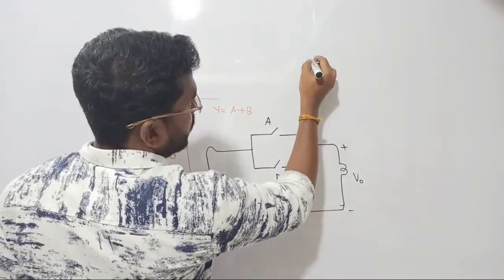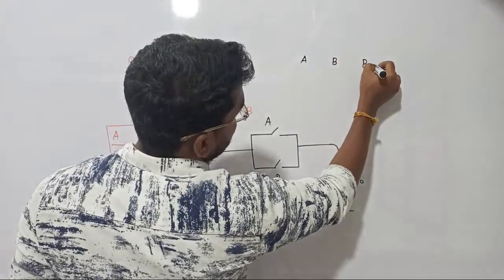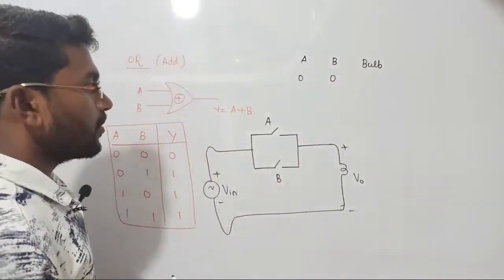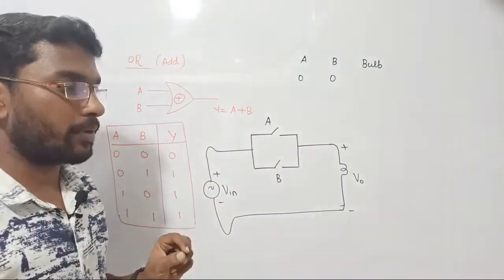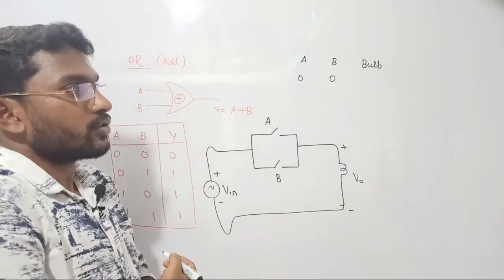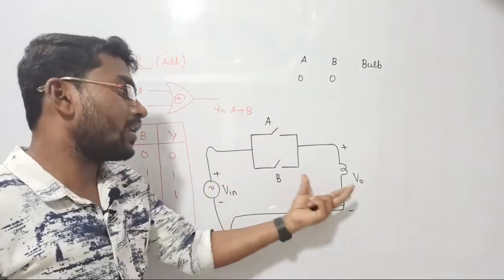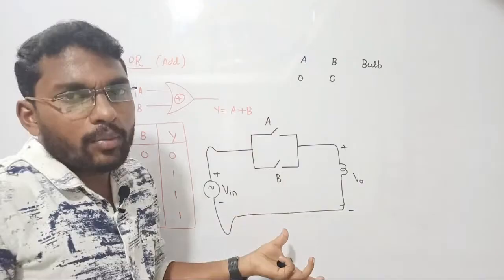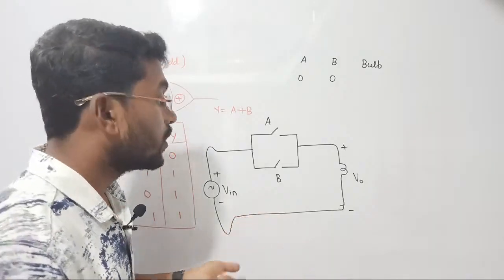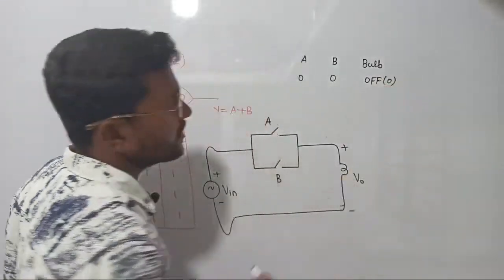Once again, I have to consider person A, switch B, and then the bulb. Let's see what happened. Let us consider 0 0. If I am giving 0 0 for both of these, what will happen? It means I am not triggering both of them, so they are simply standing. We are not closing because you did not apply any triggering pulse, so they will stay open. If both are open circuit, automatically your output will become 0. Why? Your bulb won't receive any power from the input side. If both switches are open, through whom will you pass the power? So the bulb is turned off. Off state means positive logic 0.